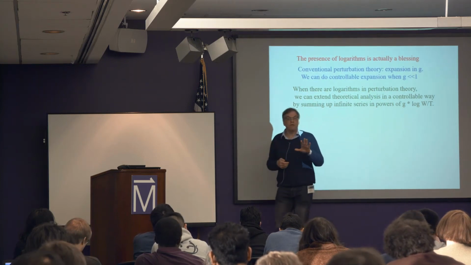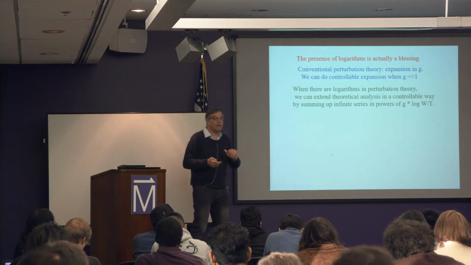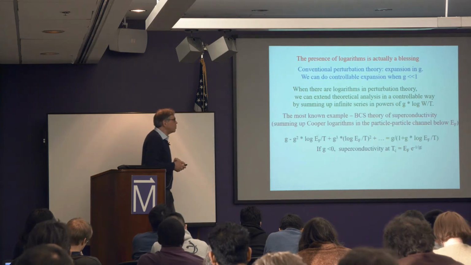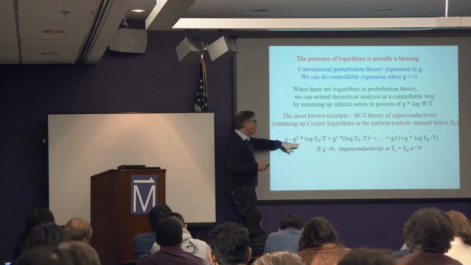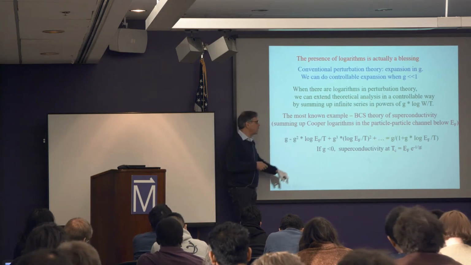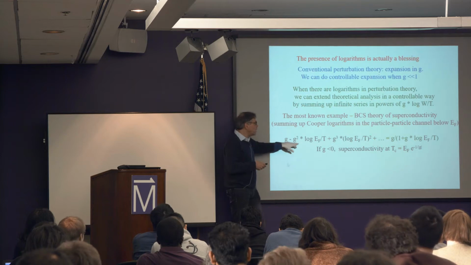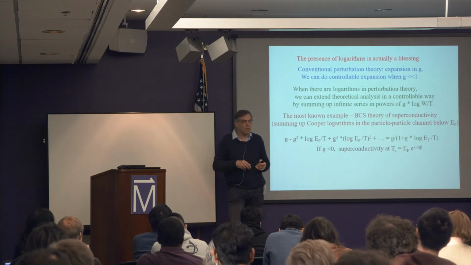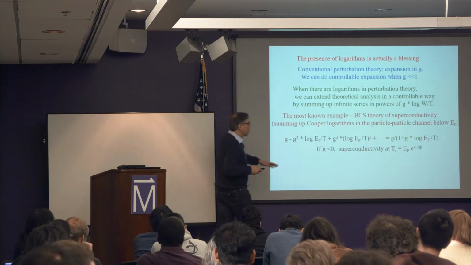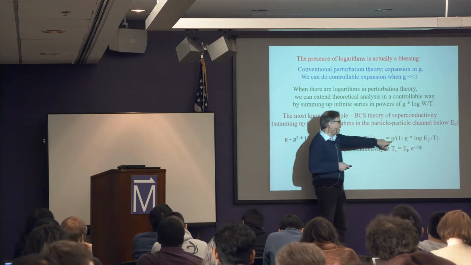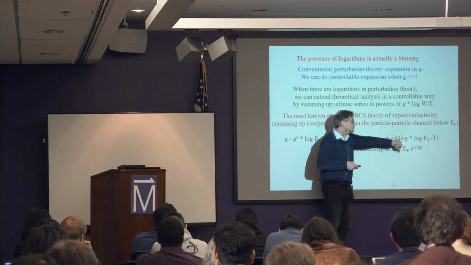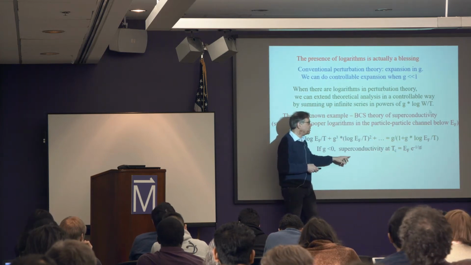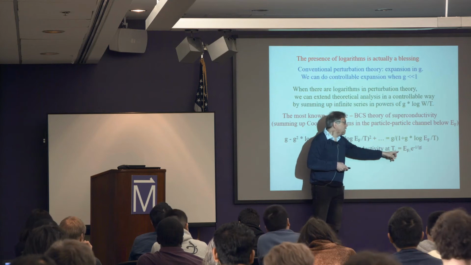And you all know this. It's called BCS theory of superconductivity. In BCS theory, you go below the Fermi energy, and let me put the Fermi energy as the upper cutoff, and you sum these logarithmic terms. That's called the summation of Cooper ladders. And you do get, of course, the result that your effective coupling goes like this. It has a denominator.